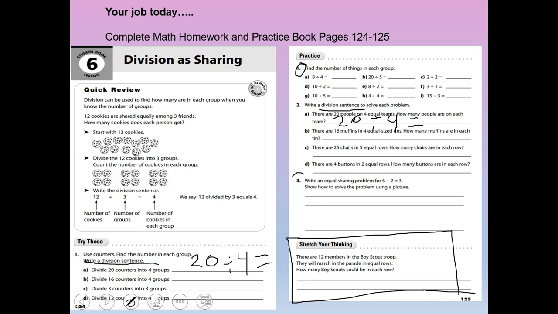And as well, number 3, which I forgot to tell you about, is to write an equal sharing problem. So you need to write a problem like what they had above. So for example, if you have to write an equal sharing problem for 6 divided by 2, maybe you have 6 pieces of pizza shared between 2 people. How many slices does each person get? Something like that, okay? So you need to write the problem, and then you can show how to solve the problem, and there's examples over here if you need help, okay?